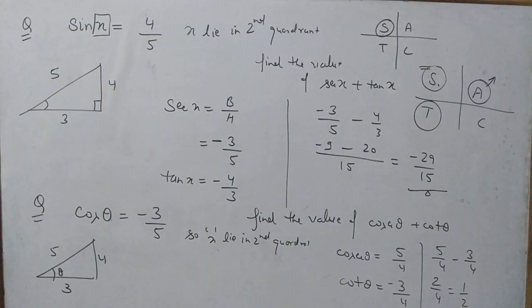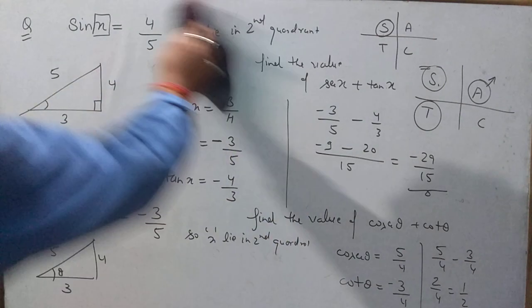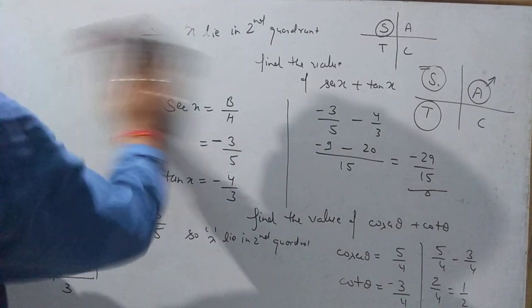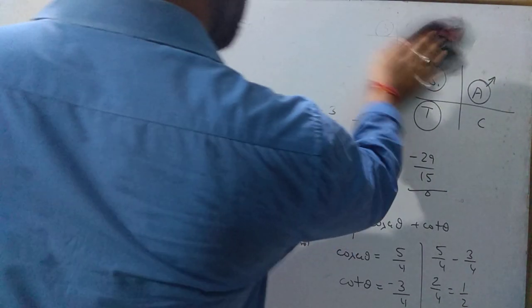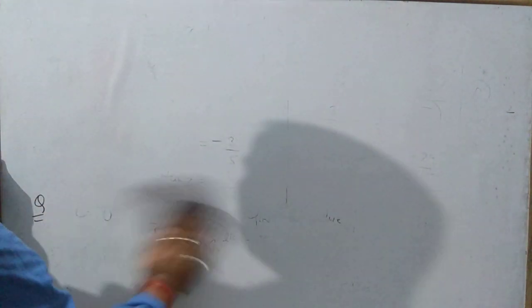So this is the way we can find the values of the trigonometric ratios with the help of the quadrant rule. Very important concept. Now, some more questions.